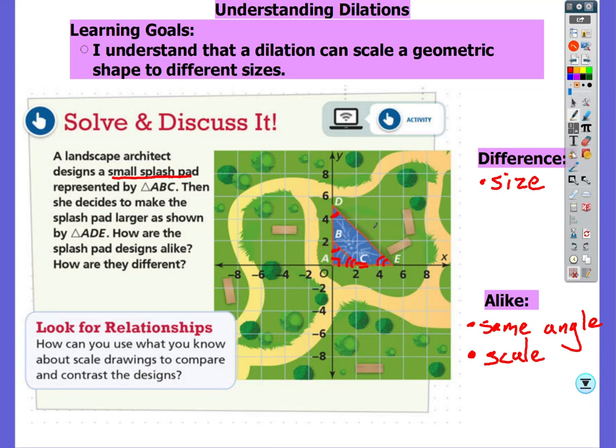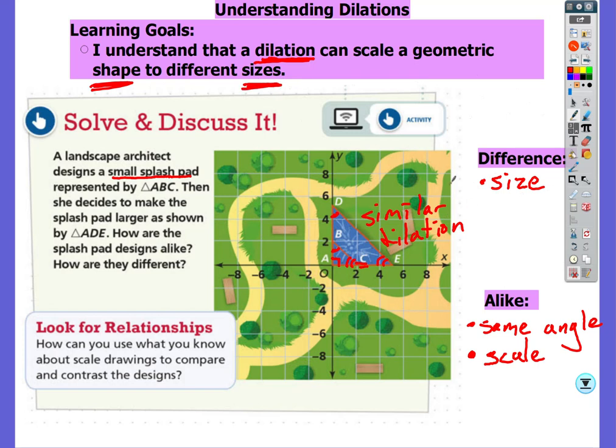So what we call these are similar. And the way they became similar was just a dilation. A dilation scaled it up and down. Essentially, we're dilating an object to create something that's the same shape but a different size. So we're scaling it up and down.